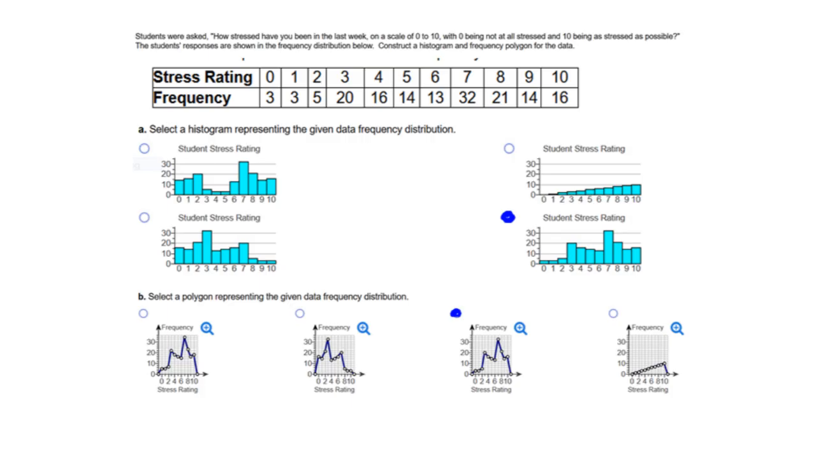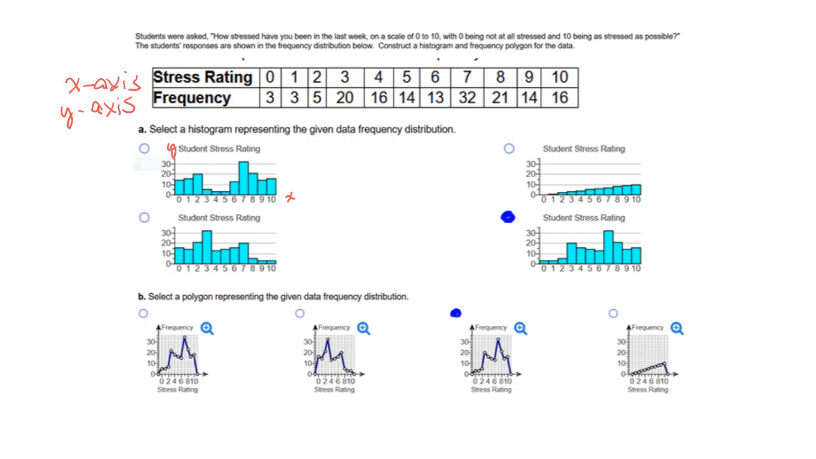What we need to know about the stress rating is that this is going to be our x-axis. And the frequency is going to be our vertical up and down on the left-hand side, our y-axis. Once again, this is my x and this is my y. Make sure that you have the frequency listed on the vertical rise on the left side.